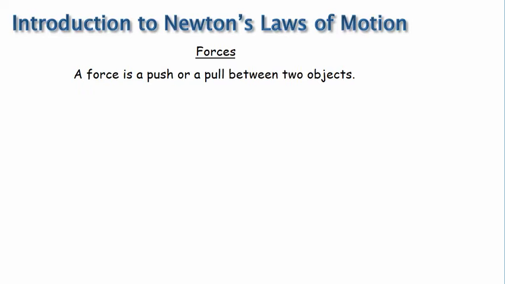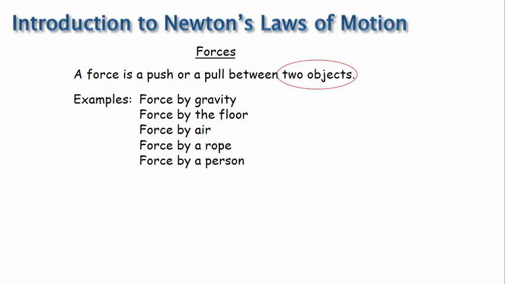Notice there must be two objects, which means an object all by itself cannot experience a force. There must always be another object that causes the force. Examples of forces are force by gravity, force by the floor, force by the air, force by a rope, force by a person, and this list could go on pretty much forever.